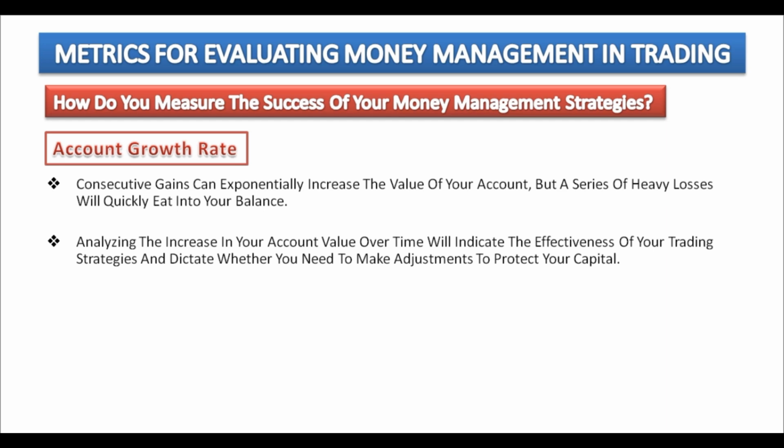Also, analyzing the increase in your account value over time will indicate the effectiveness of your trading strategy and dictate whether you need to make adjustments to protect your capital. If your account is still fluctuating, coming down, going up, coming down, going up in a zigzag manner, it means that there is something you need to fix. So these metrics will help you measure the success of your money management strategy.